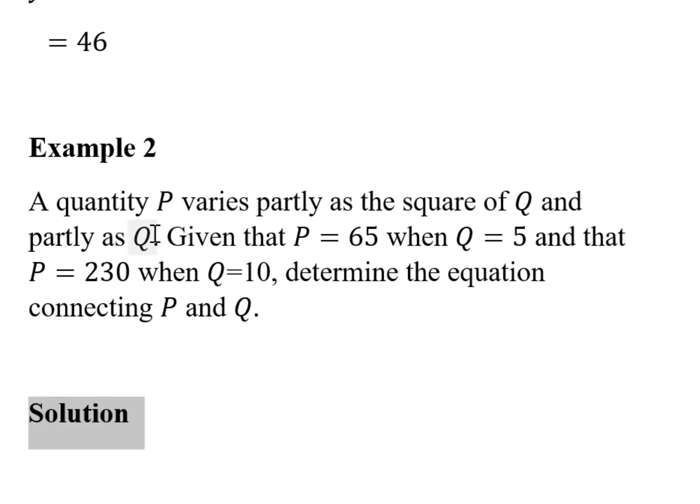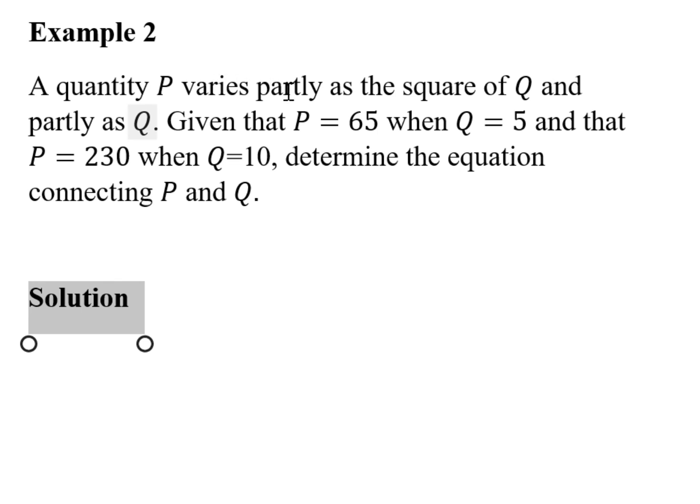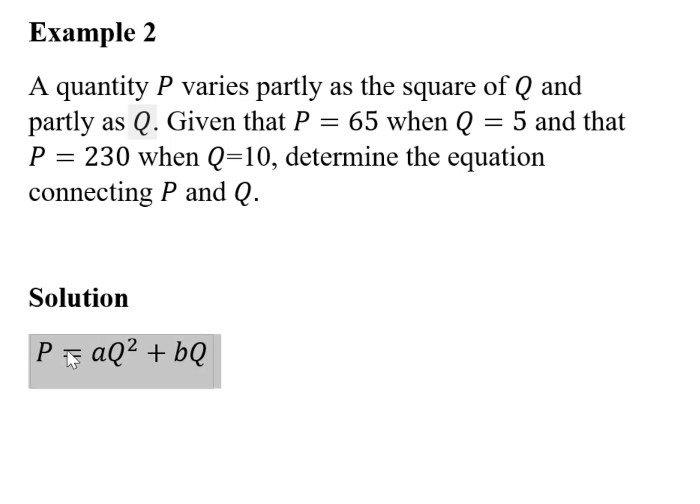So to achieve that, we shall come up with the mathematical representation of this first statement. We are told p varies partly as the square of q, so we shall have p being equal to aq squared. Why aq squared? It's because p varies partly as the square of q. Square of q means q squared, but we introduce a, which is a constant of proportionality, and it stands for a coefficient of q squared, which might be in existence.